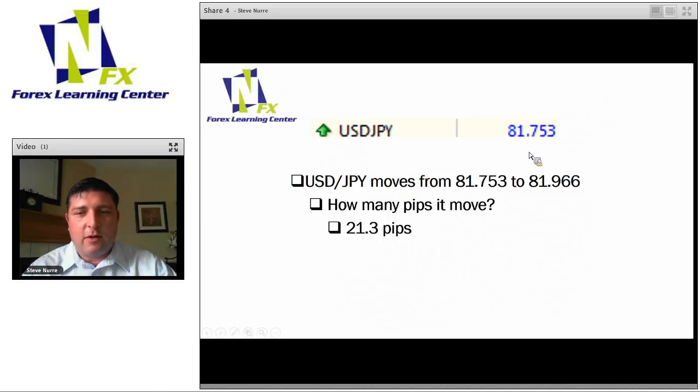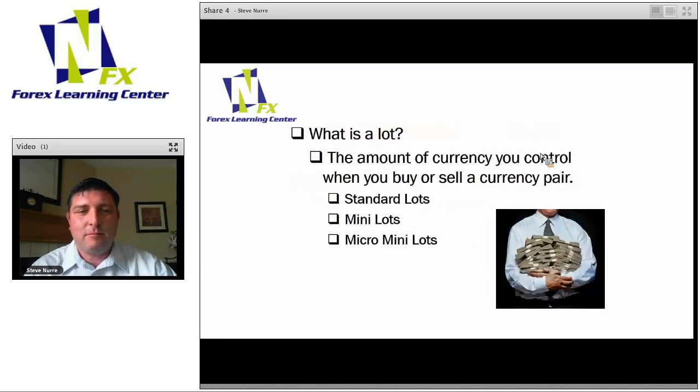And remember, on this dollar yen, this is telling you how much yen it's taking to exchange for 1 US dollar. Remember, base versus quote. So let's think about that for a second. If the dollar yen were to move from 81.753 to 81.966, what currency got stronger in this move, the dollar or the yen? Well, if this exchange rate went up, correct? If this exchange rate went up, it means it's taking more yen to exchange for $1. So that means the dollar's gotten stronger and the yen gets weaker as this exchange rate moves up. Remember, base versus quote currency.